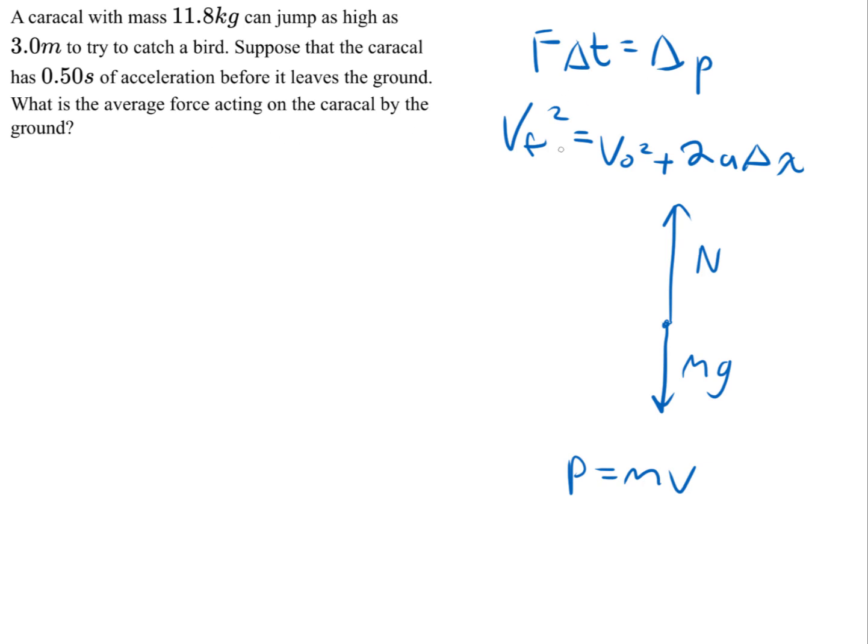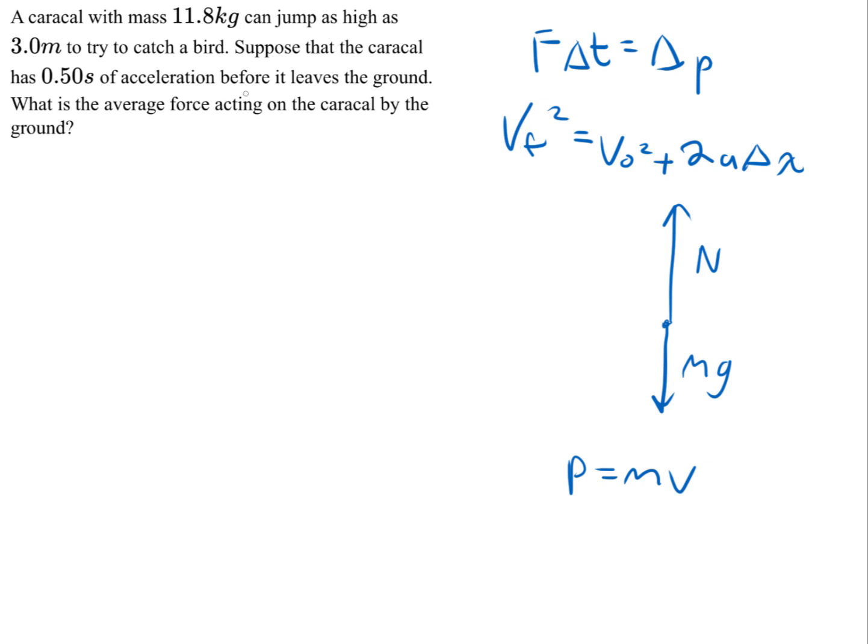So right here we have some equations. The first one is the impulse momentum theorem, which states that a force times a given time interval is equal to the change in momentum of that object. And momentum is just the mass times the velocity. And then we have this kinematic equation, which says that the final velocity squared is equal to the initial velocity squared plus 2a times the displacement.